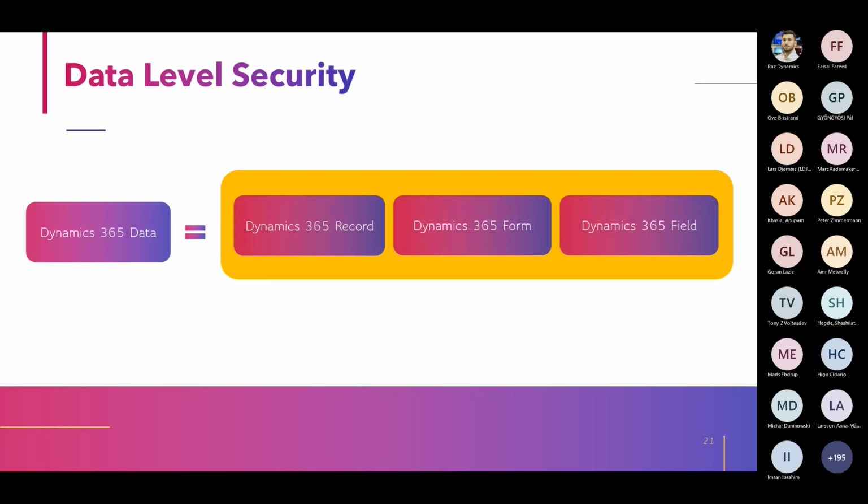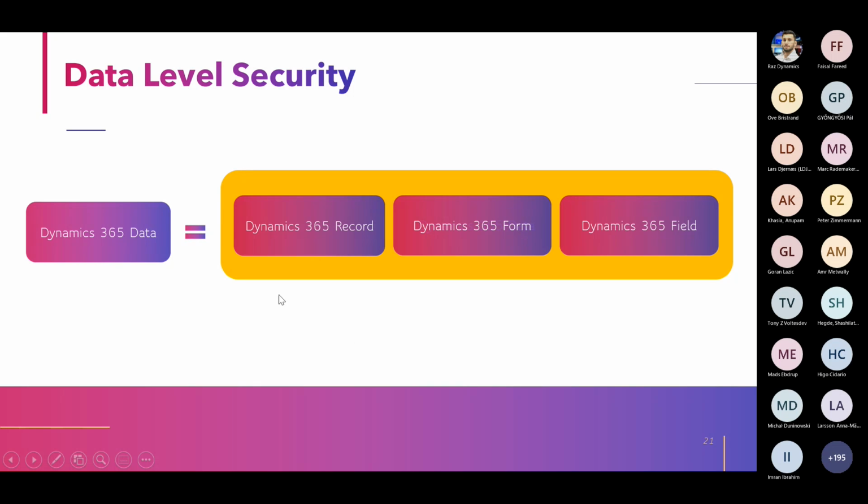Then once you have app level security, what is there in the app is the data. Data is one of the major things I'm going to discuss, because we were just discussing Azure AD authentication, then environment access, then resource access, then app level access. Now finally we come to the data part. Dynamics 365 data, or Microsoft Dataverse data, is basically made up of 3 things. The first is the record or the table where we are actually storing the data. The second is the form, and the third one is the field.